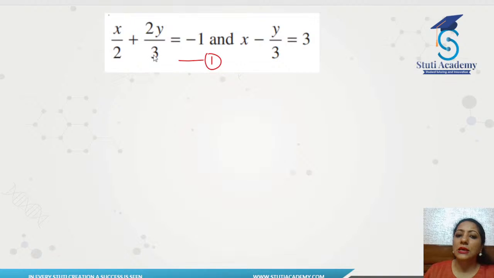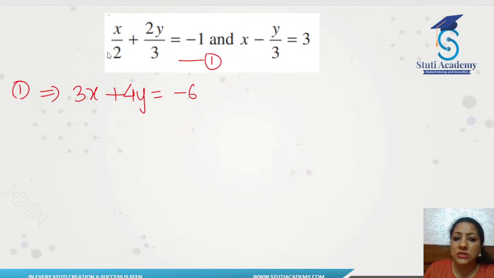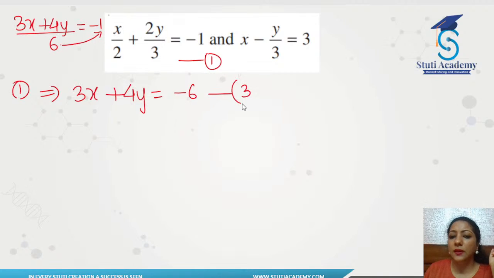The LCM of 2 and 3 is 6. So, the first equation we can write as 3x plus 4y equal to minus 6. The 6 which is going to come in the denominator here, we are going to take to the numerator on the right hand side. We are actually cross multiplying. I'll just write it again for you. It's 3x plus 4y over 6 is equal to minus 1. So, this 6 will go on the other side and this will become minus 6. So, that's what we have done here. Equation 1 is the same as equation 3 now. We'll be using equation 3 in place of 1.